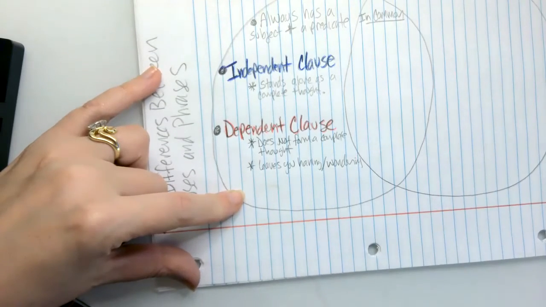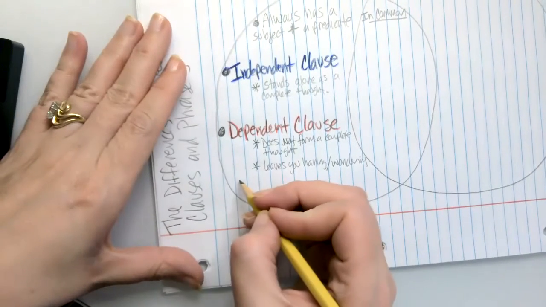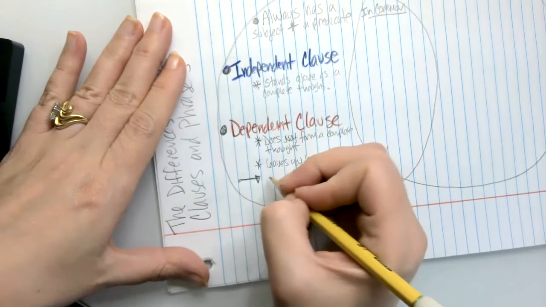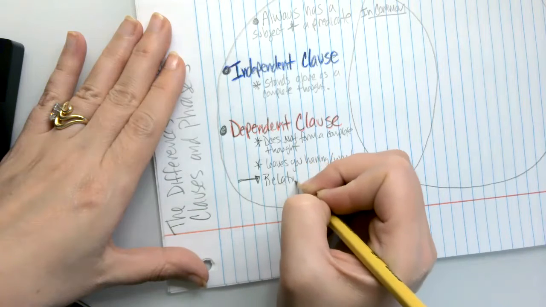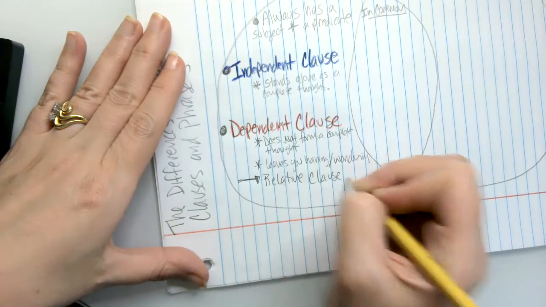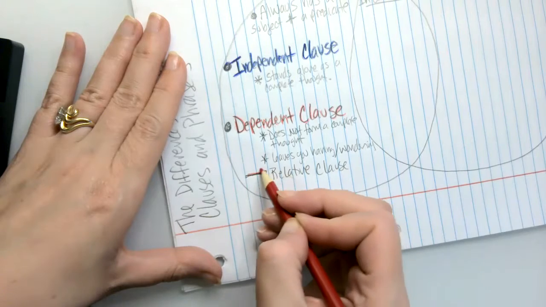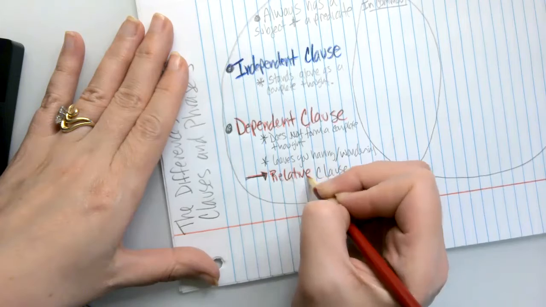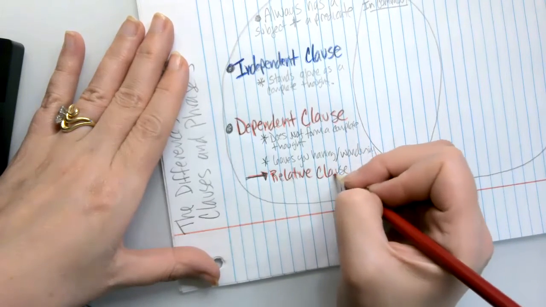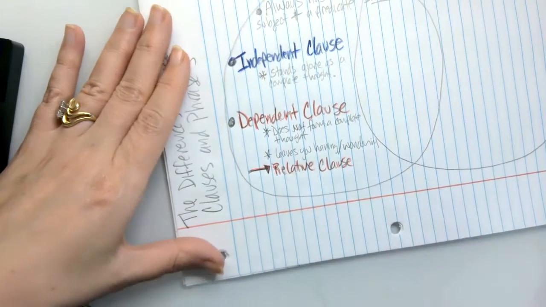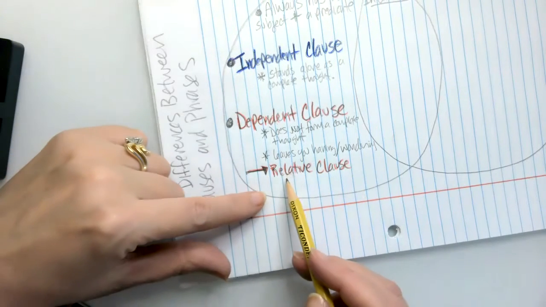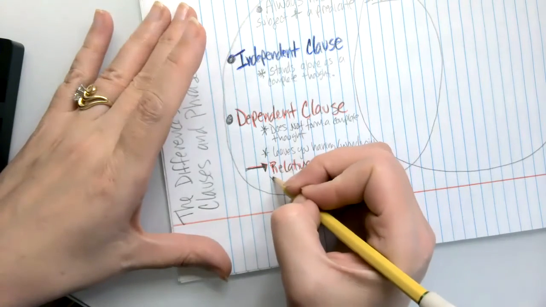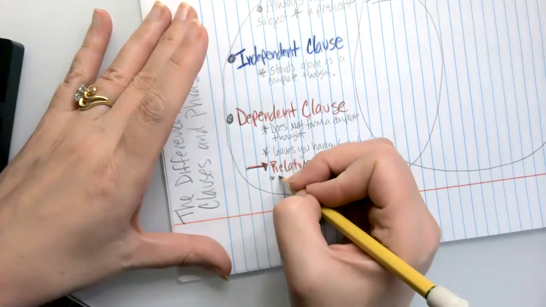Okay. Now we're going to go ahead and add our relative clause. So I'm going to put an arrow right here just to show that this is a subset. And this is where I'm going to write relative clause. And just like we did before, we're going to give it its due. It's its own distinctive type of clause, but it is also technically a dependent clause. So we're going to go ahead and give it its red. Okay. And what are we going to say about a relative clause to identify it as its unique self? Well, one thing we're going to say is that it is a type of dependent.